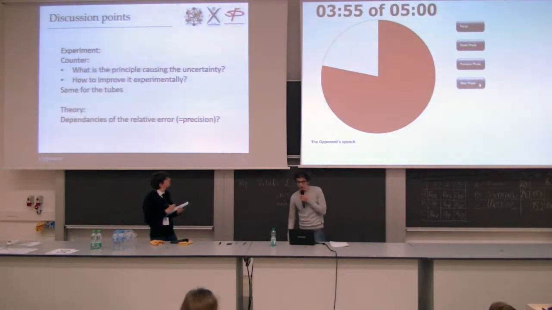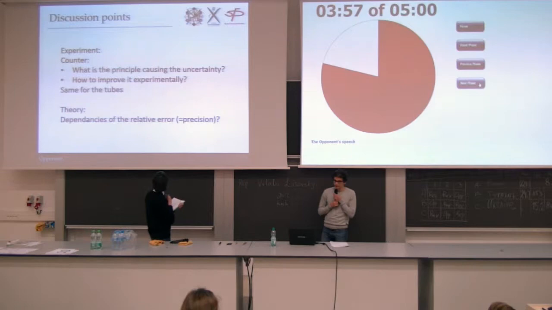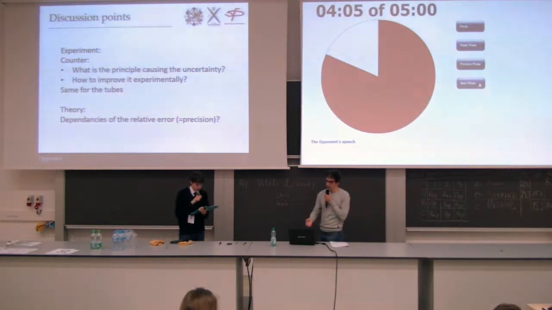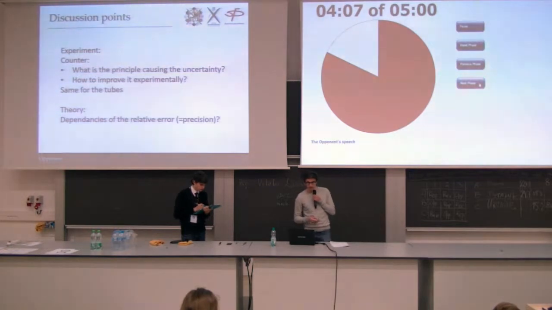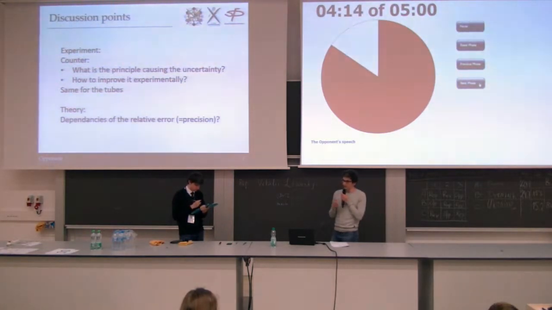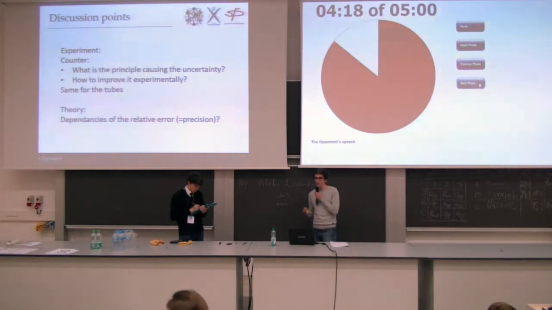So what I'd like to talk about first, in your experiments, is what is the principle causing the uncertainty in the control and how to improve your setup. And the same for the tubes. What in the tubes is the principle causing variations of the frequency, and how to improve it experimentally.